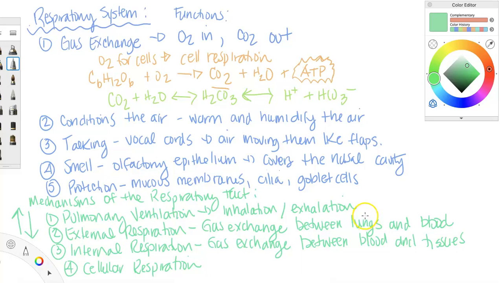So that's what we're going to be talking about with the respiratory system. And in the next video I'm going to talk about basic anatomy of the respiratory system.